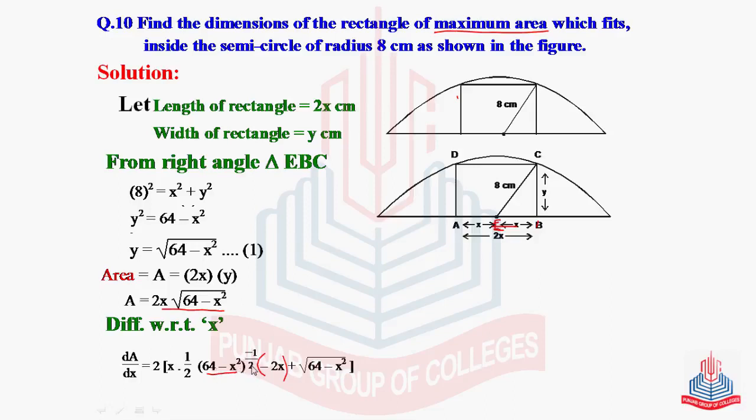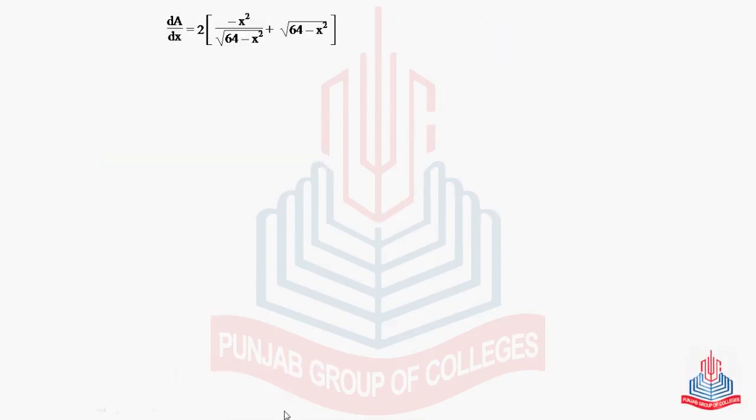Now 64 minus x square will remain the same, and the derivative of x is 1. So finally our first derivative is equal to minus x square. This 2 will be cancelled out. We have minus x square divided by square root of 64 minus x square, plus this square root of 64 minus x square will remain the same. This one is actually the repetition of the first derivative.